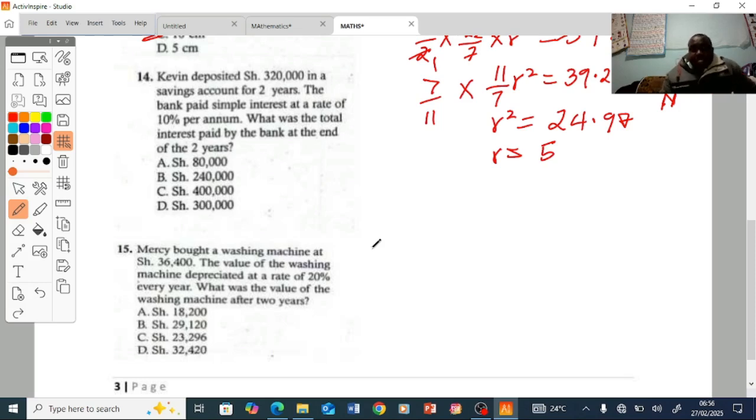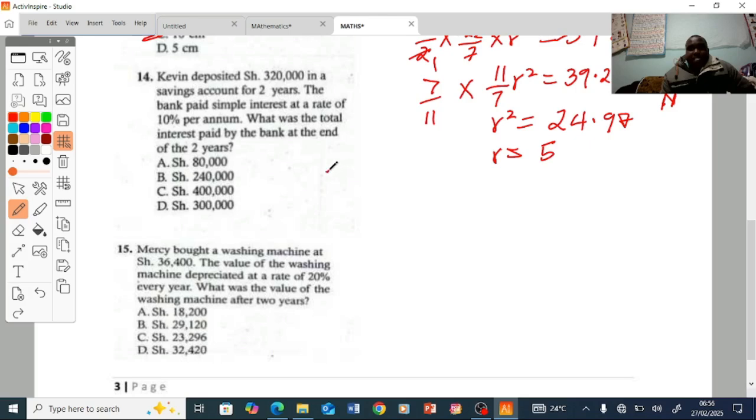Having deposited 320,000 in a savings account for 2 years, the bank paid a simple interest at the rate of 10 percent per annum. What is the total interest paid by the bank at the end? Total interest in 2 years.